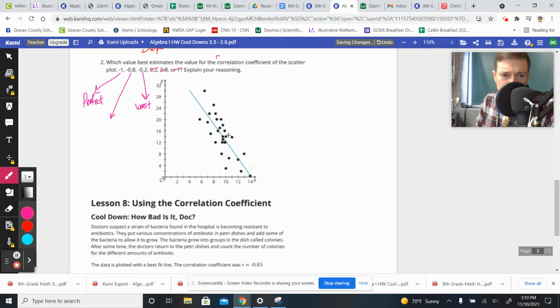The dots aren't all on it, but it's not so bad that it needs to be close to 0 where the dots are scattered all over the place. I think this is probably what this one's going to be. So have that in your explanation. Don't forget to do that, okay?